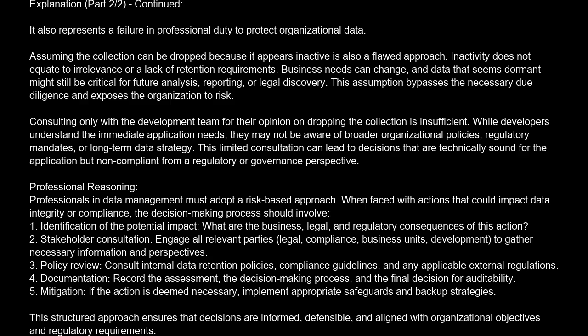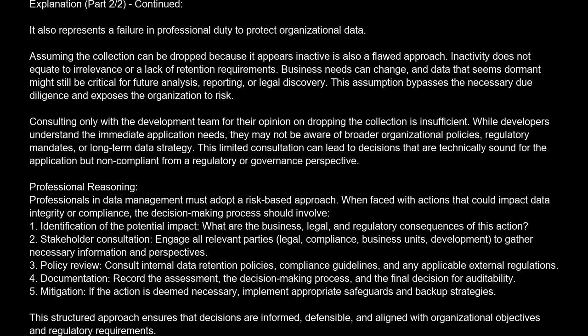Professionals in data management must adopt a risk-based approach. When faced with actions that could impact data integrity or compliance, the decision-making process should involve: 1. Identification of the potential impact. What are the business, legal, and regulatory consequences of this action? 2. Stakeholder consultation. Engage all relevant parties, legal, compliance, business units, development, to gather necessary information and perspectives. 3. Policy review. Consult internal data retention policies, compliance guidelines, and any applicable external regulations. 4. Documentation.